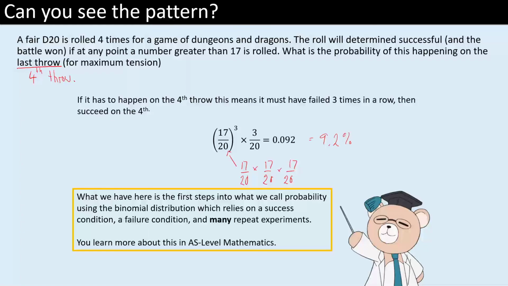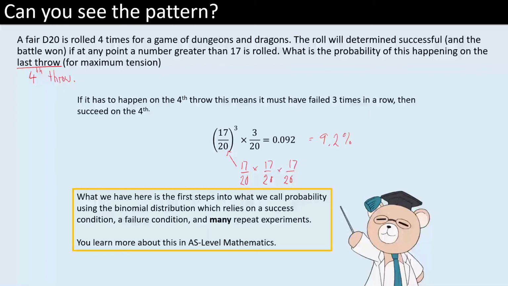What we've got here, though, is the first steps in what we would call probability with success and failure. It's looked at in binomial distribution, which is something that you'd learn about in AS level statistics or AS level maths.